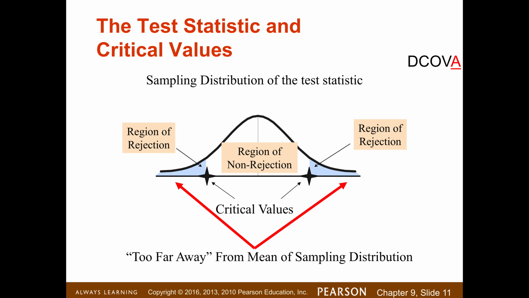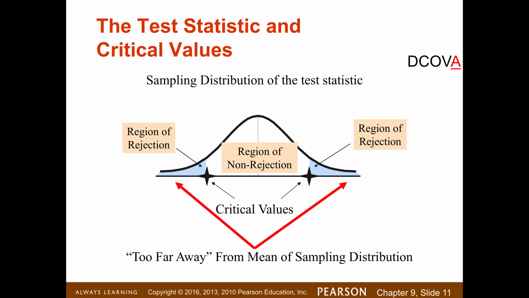Look at the left black star. Anything to the left of that is another blue area. That's also a region of rejection. Anything between those two big black stars is close enough to the claim in the null hypothesis that we end up saying, okay, it's not exactly the claim, but it's close enough. So these critical values define what's close enough and what's not close enough.